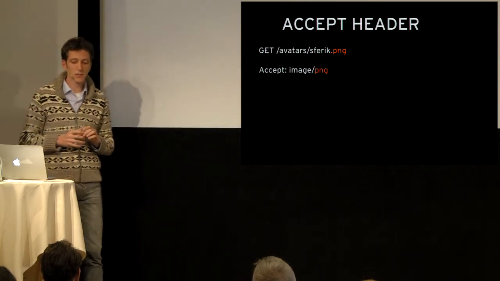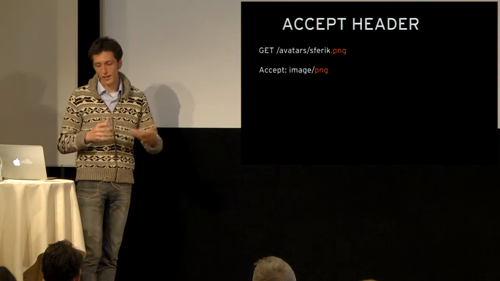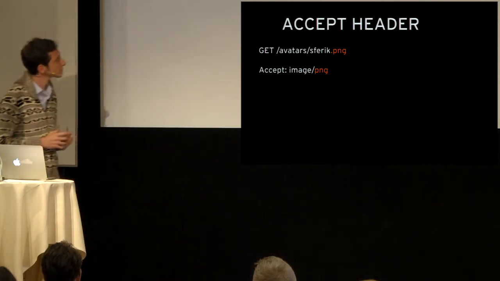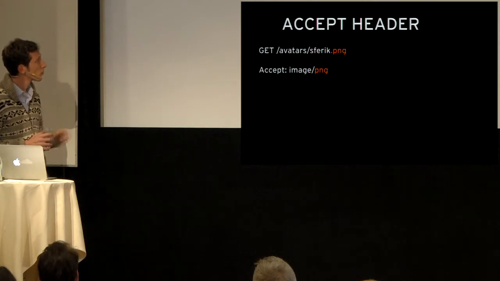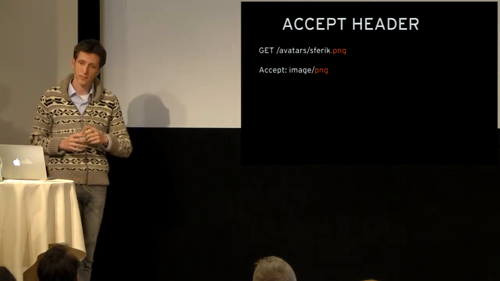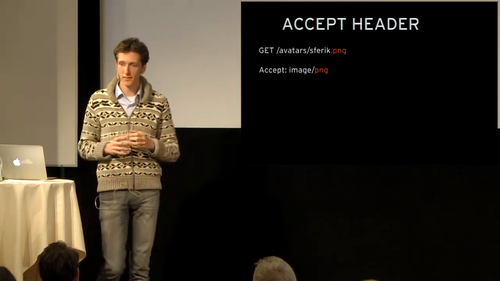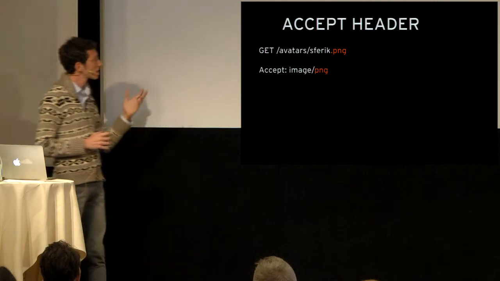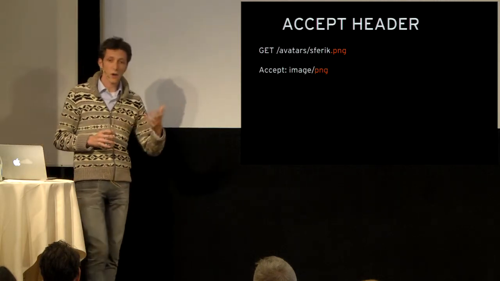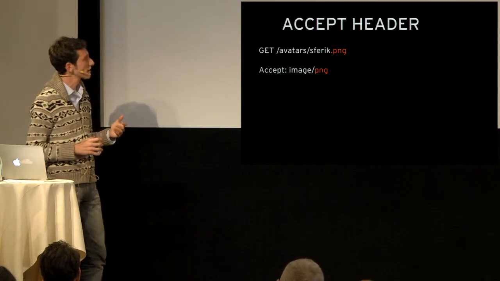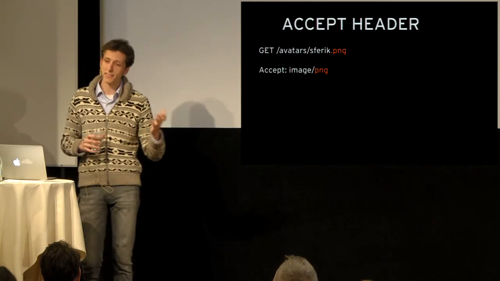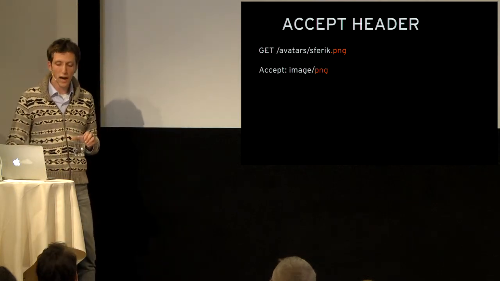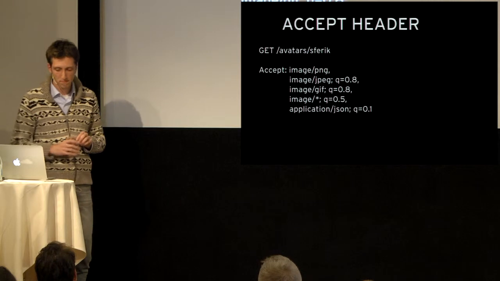So when we make a request, in this case for an avatar for the user with my screen name, we typically send an accept header. The browser, the client, however you're requesting this, is requesting it with an accept header. And the accept header looks something like this. It says, I want this resource, avatars sferic.png, and I accept PNGs. So this is redundant, and I think we can drop that .png from the resource name.